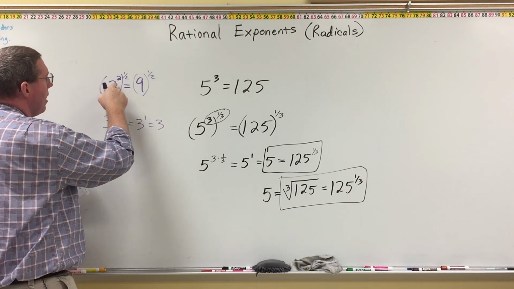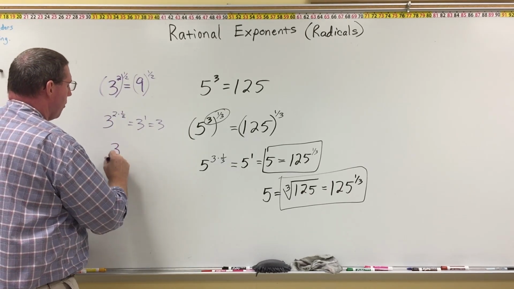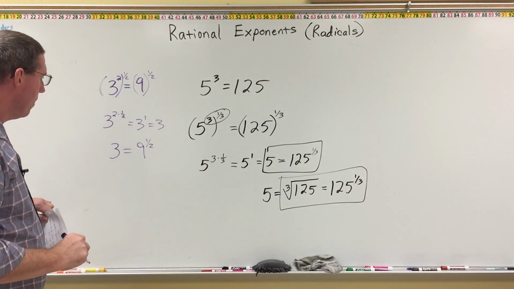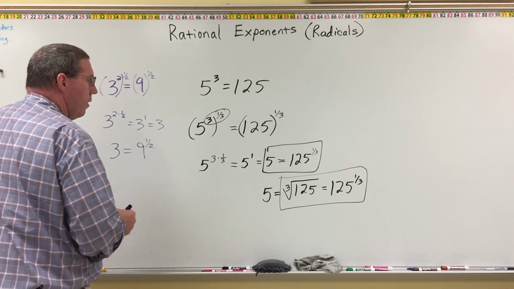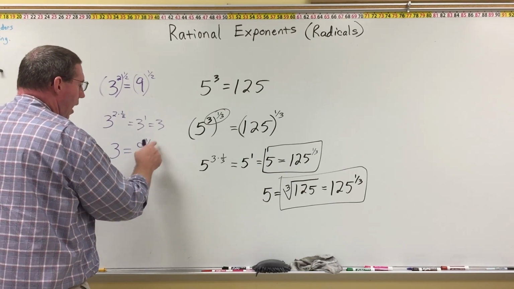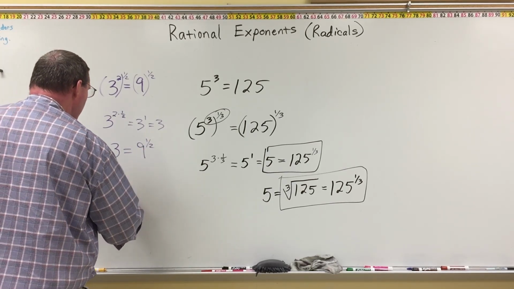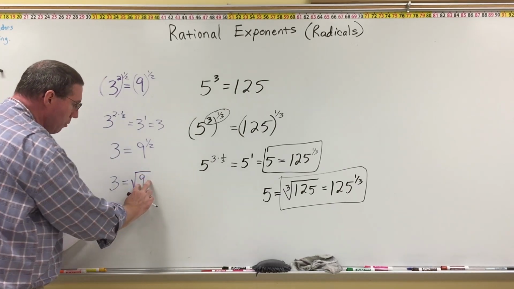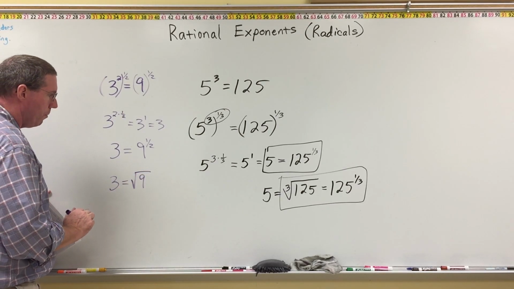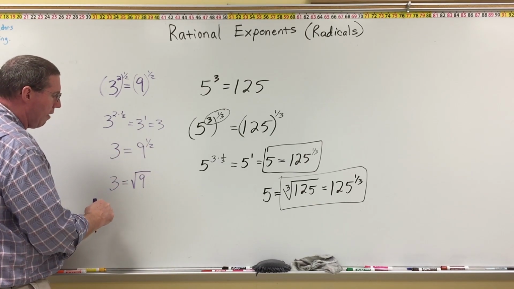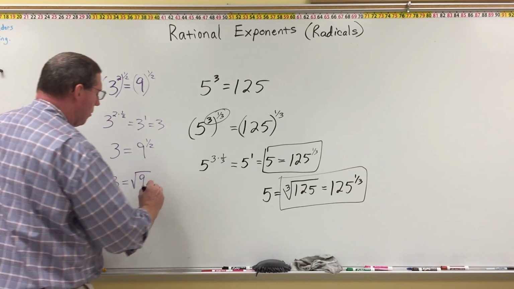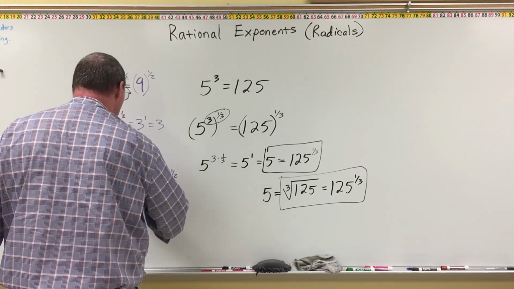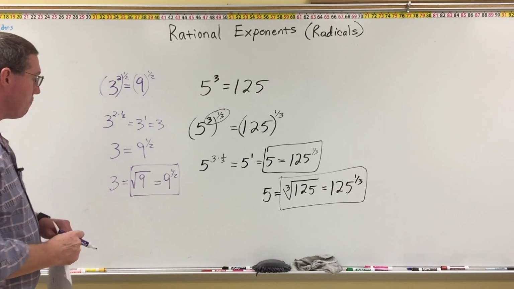And so if this equals 3, we can say that 3 is equal to 9 to the 1/2 power. But we also know that 3 is equal to the square root of 9. That the square root of 9 is equal to 3. Well, if 3 is equal to 9 to the 1/2 power and 3 is equal to the square root of 9, then we know that the square root of 9 is the same thing as 9 to the 1/2 power.